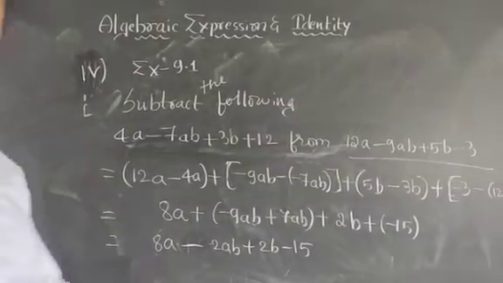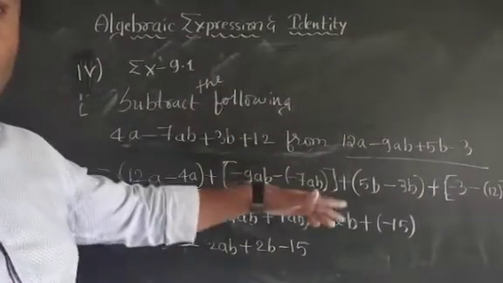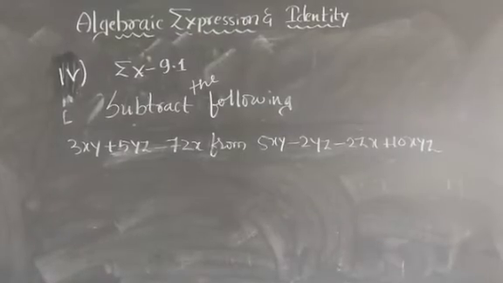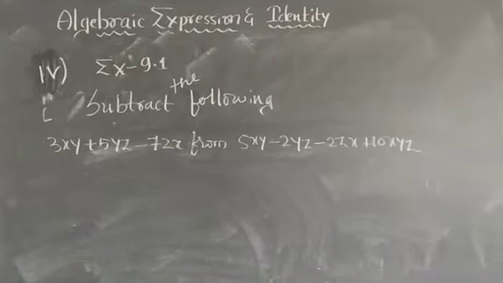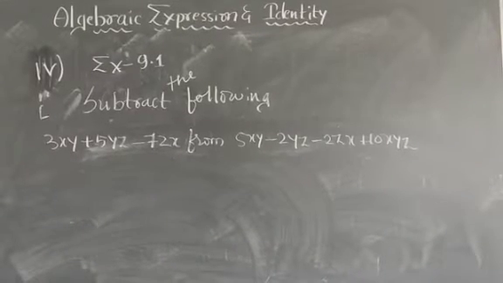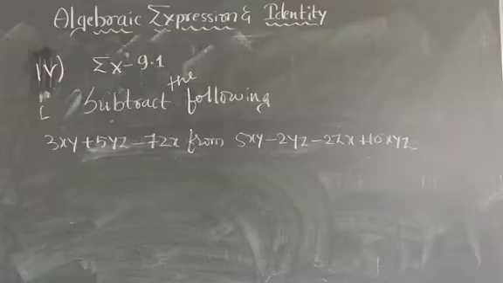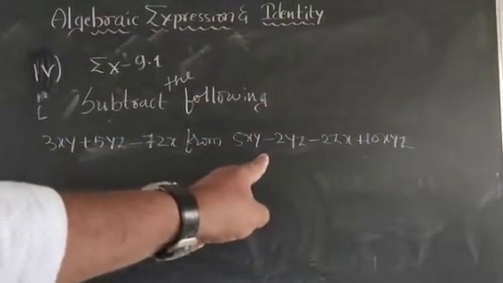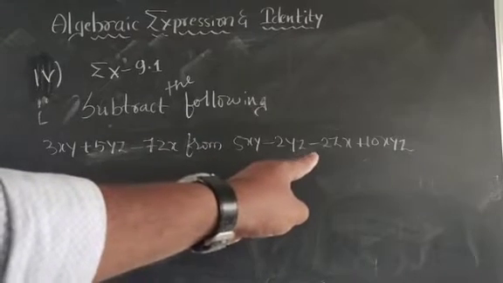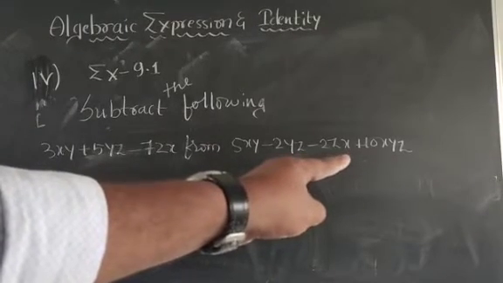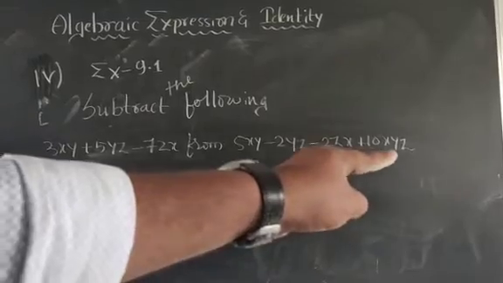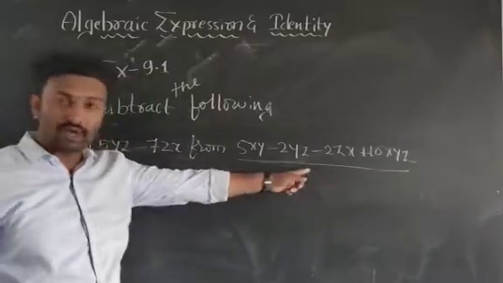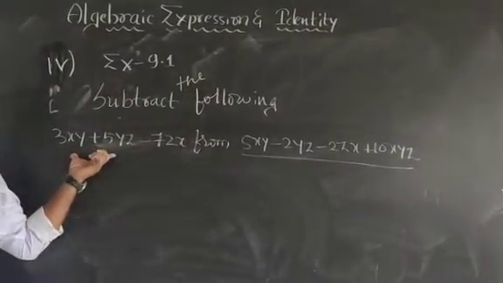Simple. First we have to group like terms, then add or subtract. Okay. Next one is the fourth question, second one. 3xy plus 5yz minus 7zx. From this one you have to subtract, in the second term, 5xy minus 2yz minus 2zx plus 10xyz. In this one you have to subtract this.